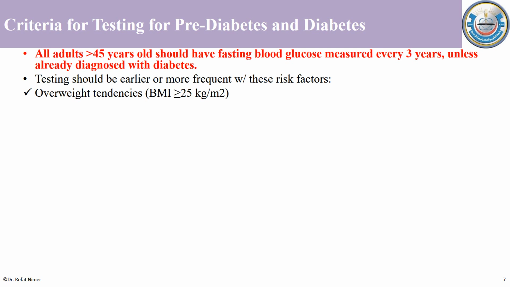If the patients or individuals are overweight, with a body mass index more than or equal to 25 kilogram per meter square, then the frequency of doing the test is more than one test every 3 years. So let's say every 6 months or every 1 year.